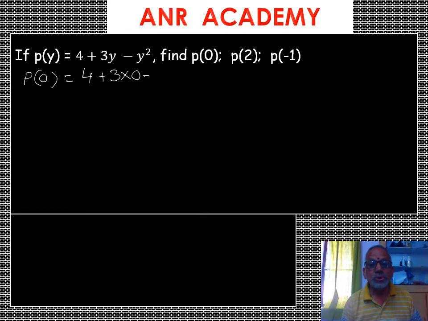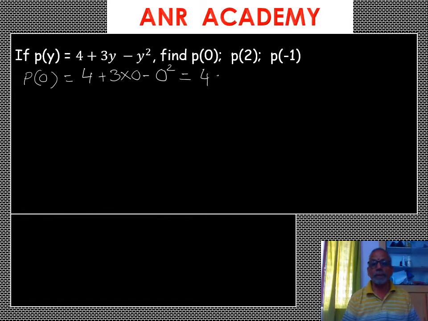minus 0 square. What is 0 square? 0. 3 into 0, 0. So what is the value? 4. So P of 0 is equal to 4. Next you should find P of 2. That means you need to replace the variable y by 2.